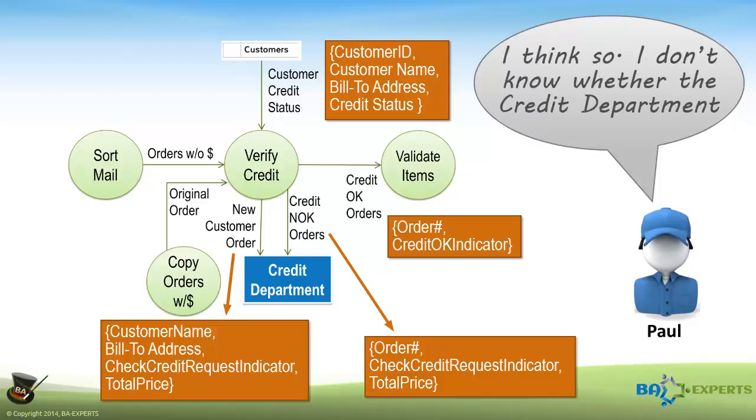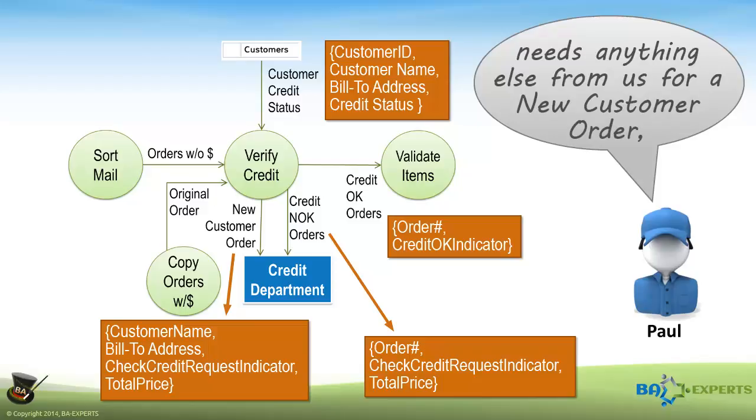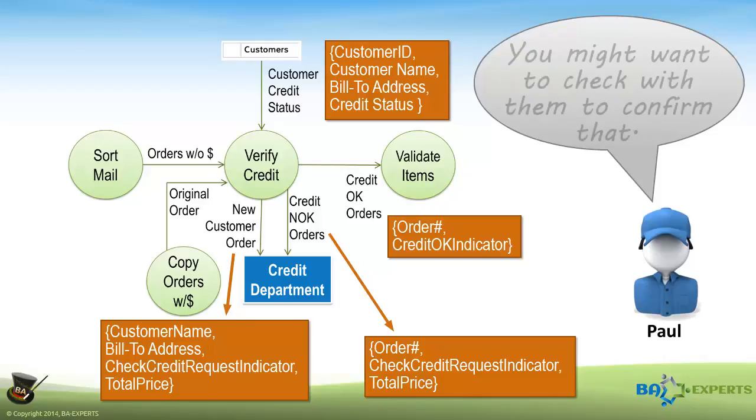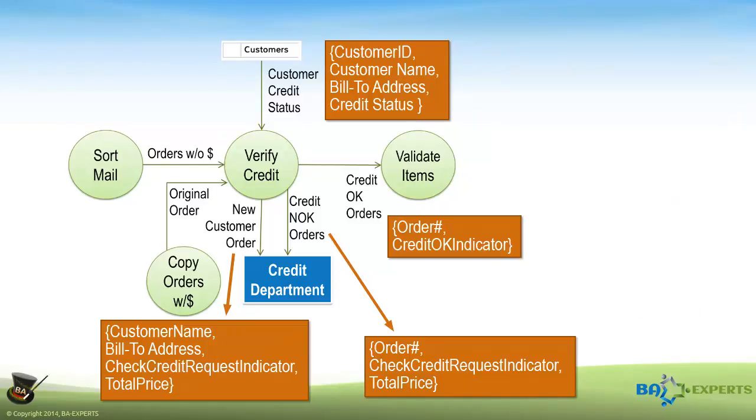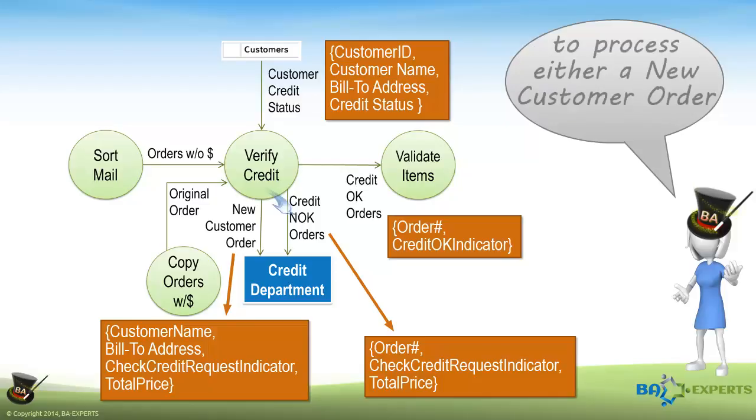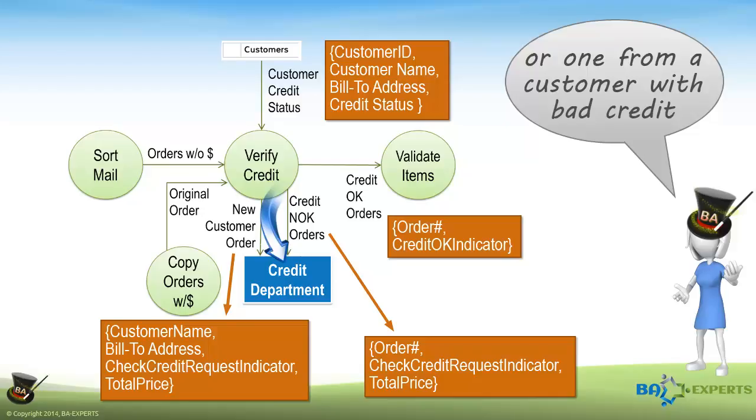I don't know whether the credit department needs anything else from us for a new customer order, but what you wrote down makes sense to me. I'm not sure they don't need the ship to address for the customer as well. You might want to check with them to confirm that they do not need anything else, though. I will certainly run this by them to see if this is all the data they need to process either a new customer order or one from a customer with bad credit.